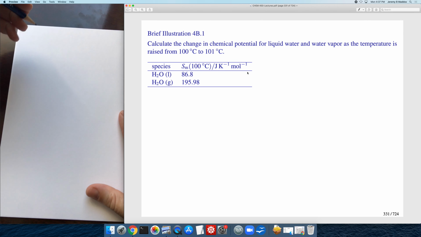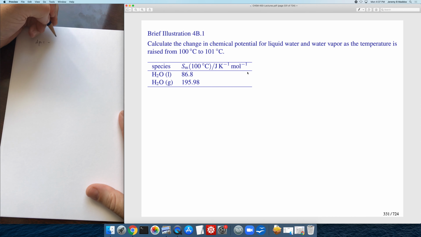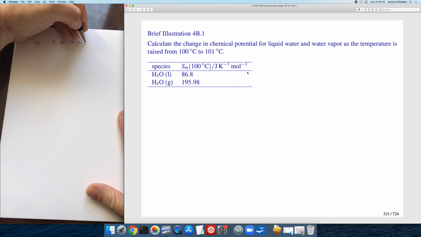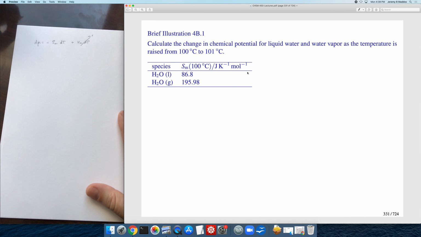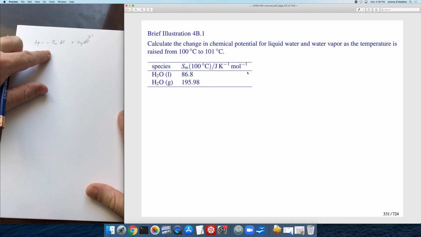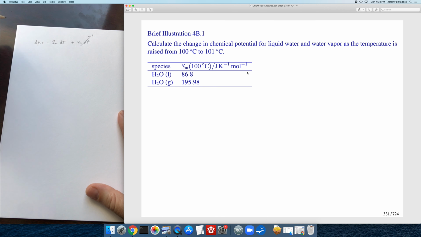So let's take a look at this expression, and we'll get some use out of it. So we have the differential with respect to the chemical potential. It's equal to minus the molar entropy times dT. And then there's also this plus Vm dP, but we are not considering pressure changes right now. So we'll make the pressure changes 0. And we'll focus on this term.